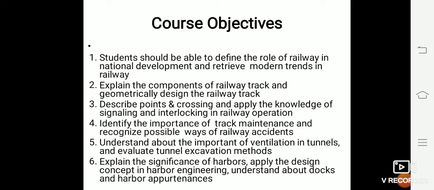The first course objective is that students should be able to define the role of railway in national development and retrieve modern trends in railway. Second, explain the components of railway track and geometrically design the railway track. Third, describe points and crossing and apply the knowledge of signaling and interlocking in railway operation. Fourth, identify the importance of track maintenance and recognize possible ways of railway accidents.